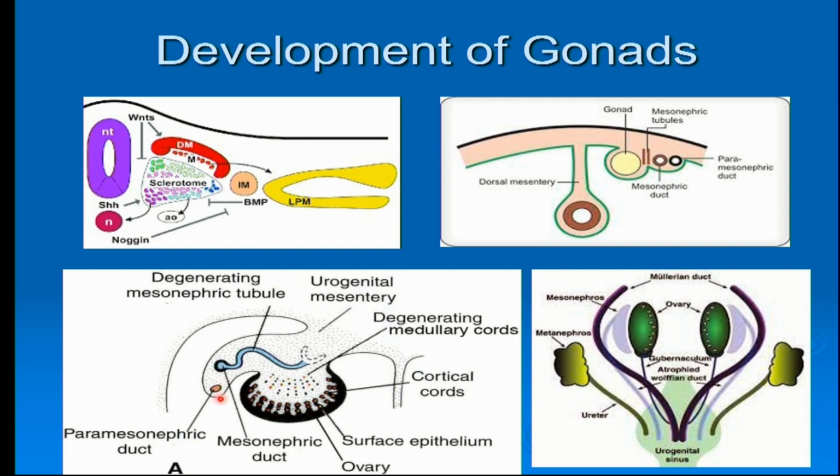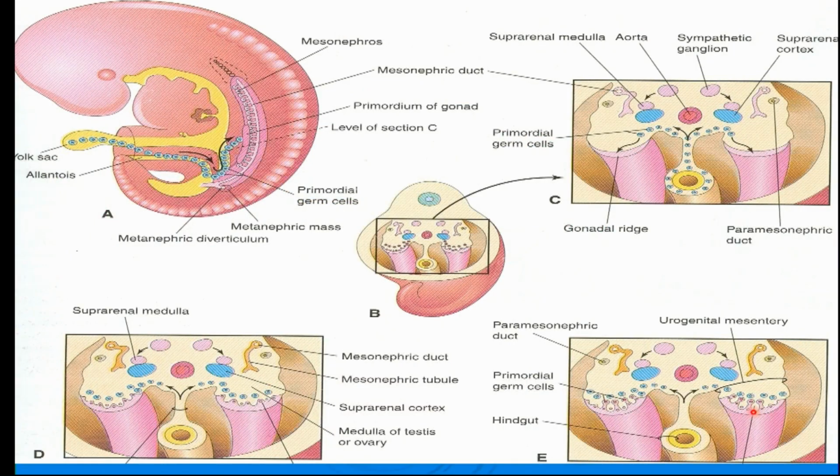Müllerian duct degenerates in male, and it is going to form the important uterovaginal canal by the side of these gonads. So the upper part forms the fallopian tube, and the fused part forms the uterus and upper third of the vagina. We'll see this in the next slide.